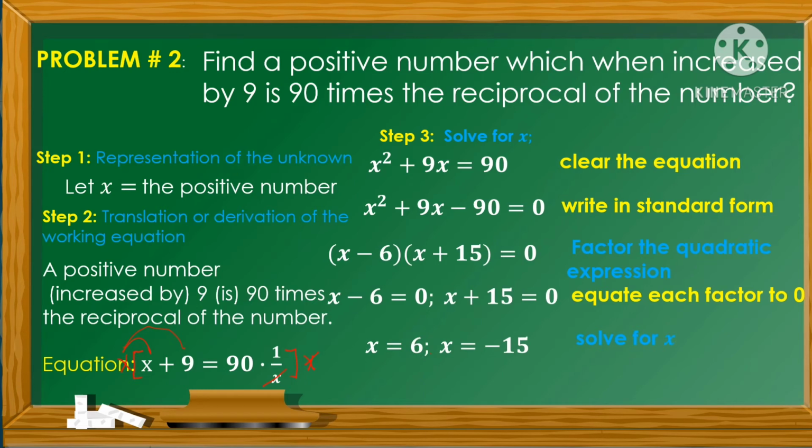Okay? So, going back to our problem, according to the problem, find a positive number. So we are looking for the positive number. Therefore, negative 15 is rejected. Negative 15 is not included. So our answer, therefore, the positive number is 6.